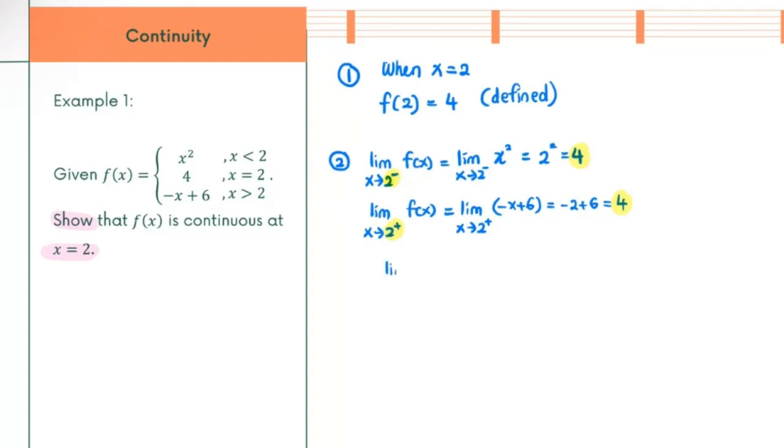So since limit x approaching 2 from the left of f(x) is equals to limit of x approaching 2 from the right of f(x), which is equals to 4, therefore, limit of x approaching 2 of f(x) exists.